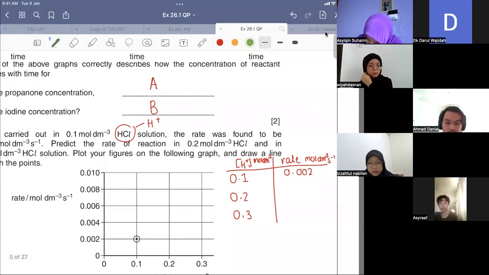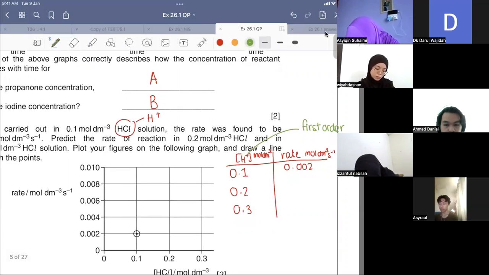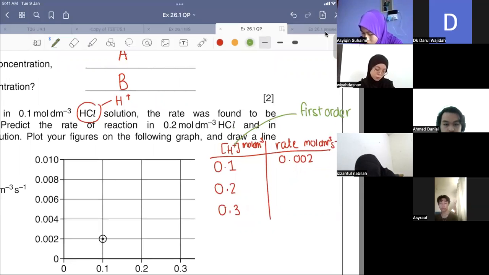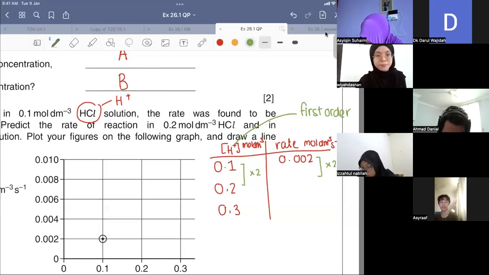But what we do know is that H plus is first order. And first order means that the concentration is directly proportional to the rate. Okay. So if you see, going from 0.1 to 0.2, that is an increase by a factor of 2. Okay, so that means because hydrogen ions is first order, my rate would also increase by 2, which is 0.002 times 2, 0.004. Done. Easy for that.